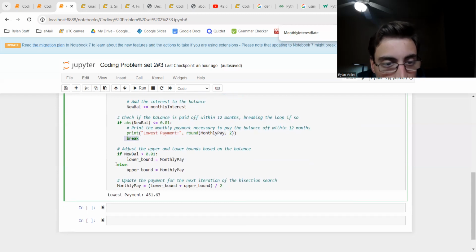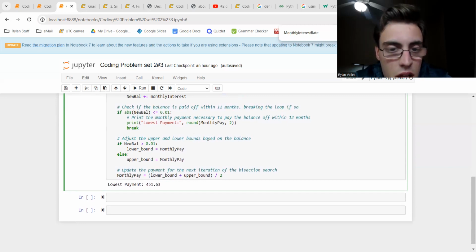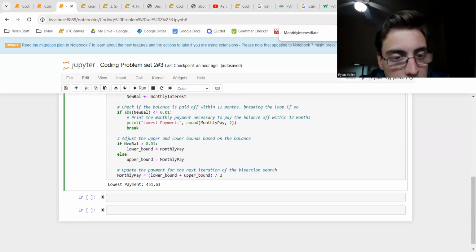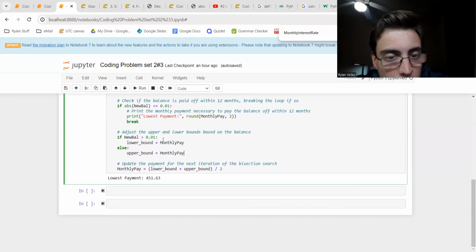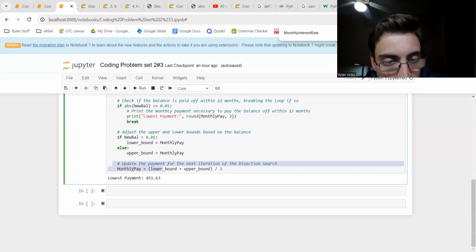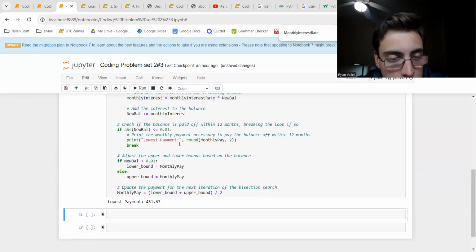If it is not, meaning the balance is not paid off, we have this statement which will adjust the lower bound and the upper bound. And then it will update the monthly pay, which again will be the lower bound plus the upper bound divided by 2. So I'm going to go ahead and run this program.